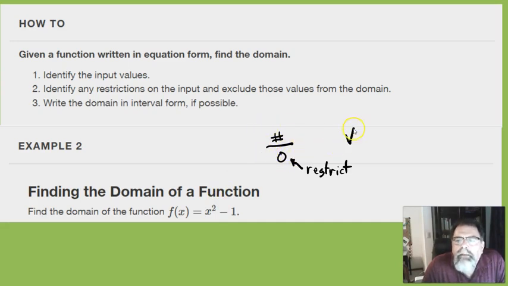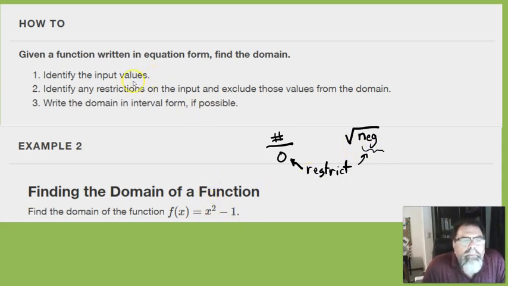And then the other thing, we like real numbers too. So if you have an even root and you have a negative in here, this is an imaginary number. We want a real number output. So we have to restrict the domain. So those are the two things that we look for.